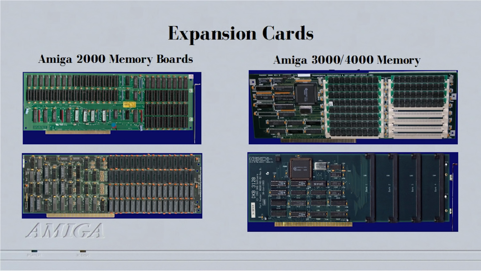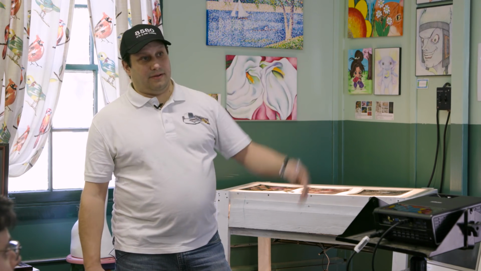Your older 2000s with all kinds of little chips, and your newer 4000, 3000 with beautiful SIMMs that you could actually pull out. And if you have a RAM issue, you could actually pull out each SIMM, figure out which one's bad instead of trying to go after a whole bunch of chips. That's why I prefer the later machines, saying that loud for the people over there.